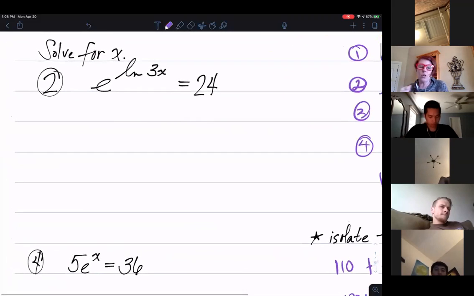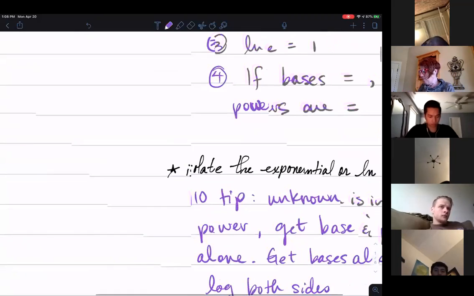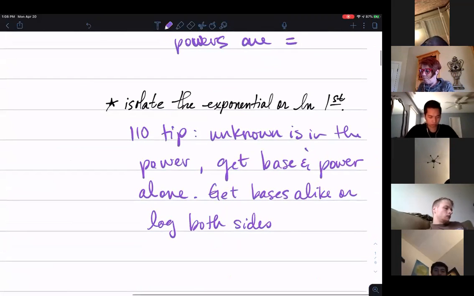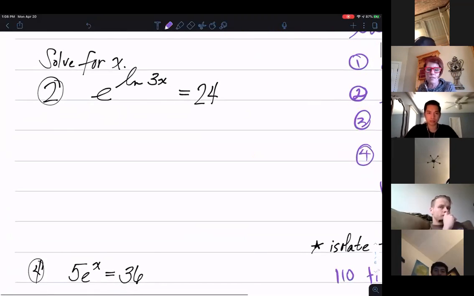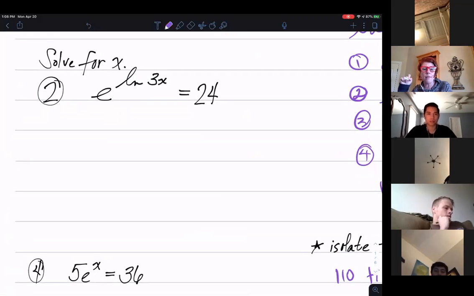So for example number 2, notice that your unknown is in the power. But my base and my power are already alone. They're already isolated on one side. But what I am going to use is the concept that the base of e and the ln are going to cancel each other out.